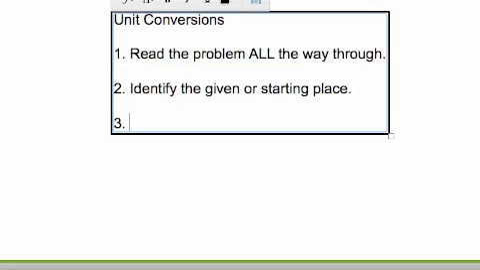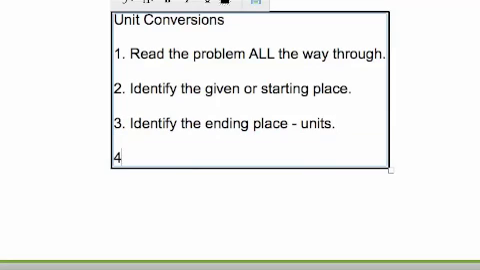So we're going to identify the given or the starting place. Generally, we start conversion problems by putting that over 1. As we get more involved, you'll see that it may already be over another unit, and our problem is a little bit more convoluted. Number 3 is to identify the ending place. And that is the units in which our answer will be given.